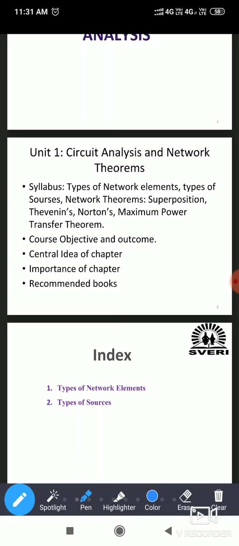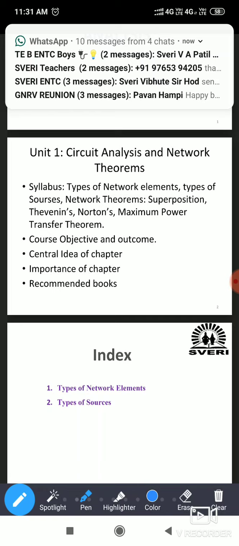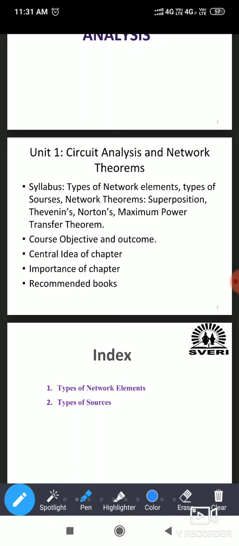The next point is the importance of the chapter. Why is this chapter important? If you know the theorems and the circuit analysis methods, you can easily analyze the circuit parameters. For designing a particular project, suppose you need the voltage across a resistor to be a certain value, and the current passing through a particular element to be this much. In that case, you have to analyze the circuit, and to analyze the circuit you must know some techniques. Those techniques are nothing but circuit analysis and network theorems. By using these theorems, you can find parameters like voltage and current.